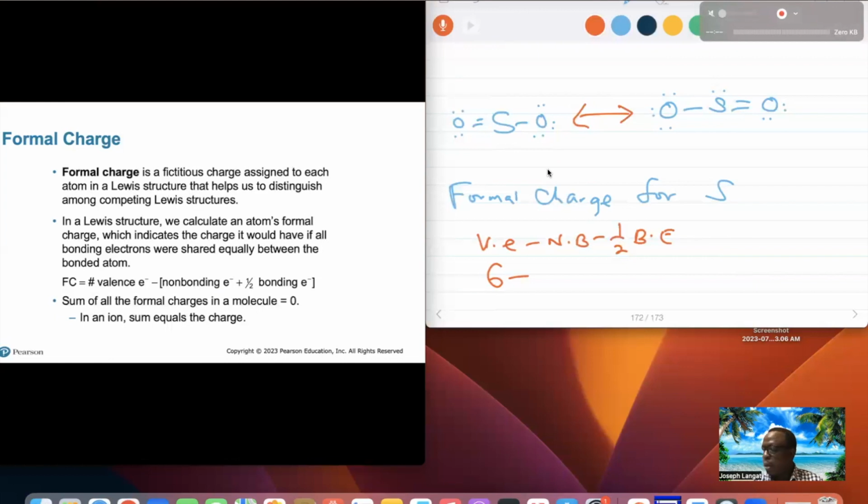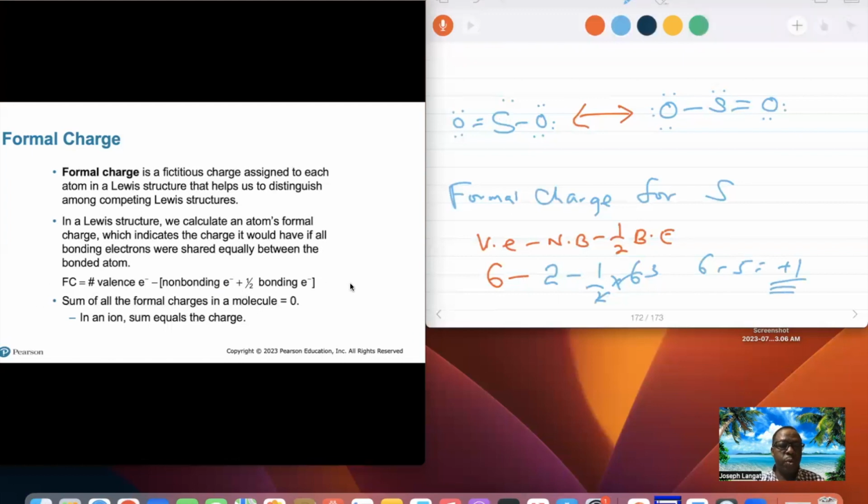So here, I forgot to put the dot there to make it 8. Non-bonding is 2, minus the bonding electrons, which are 1, 2, 3. Don't count that; this is a bond, this is a bond, this is a bond. So we have 6 times half of 6 is 3. So 6 minus 5 equals positive 1. This is the formal charge for sulfur, to show you how this equation is used.